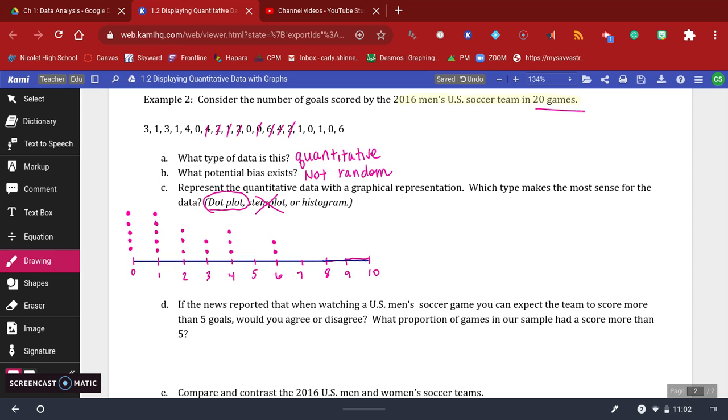We always want to title our graphs. So goals scored by U.S. men's. We want to give the year because that's definitely important context. Okay, so there is our dot plot. You could have certainly used a histogram, folks. If you're dying for a histogram, make one. Put this data in your calculator and generate it on your calculator. If you're doing it on your Chromebook and you can insert an image into a doc, that would be even cooler. I should have done that. But anyway, okay, moving on. I picked a dot plot.